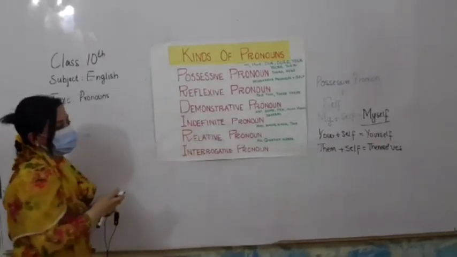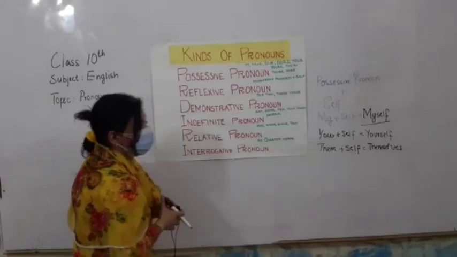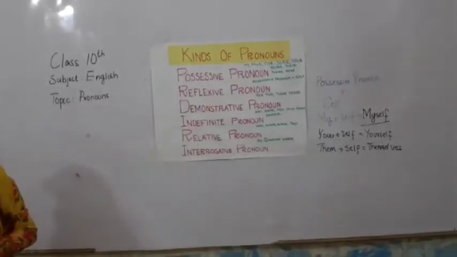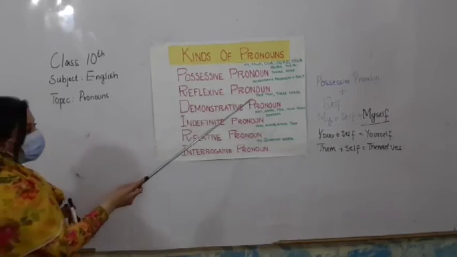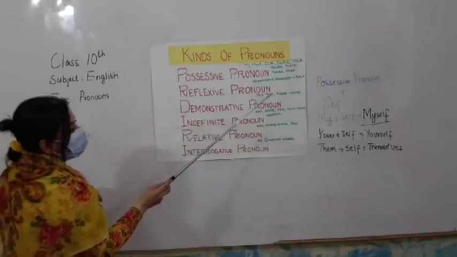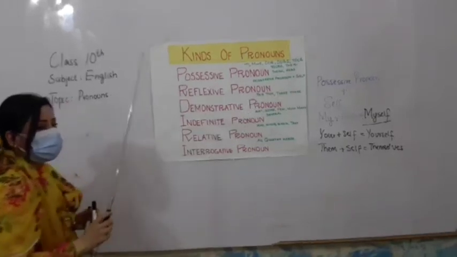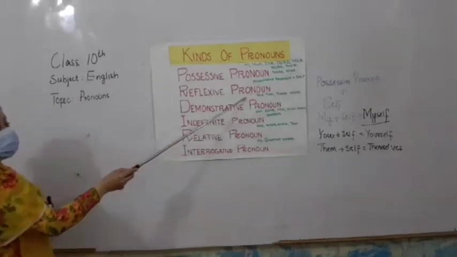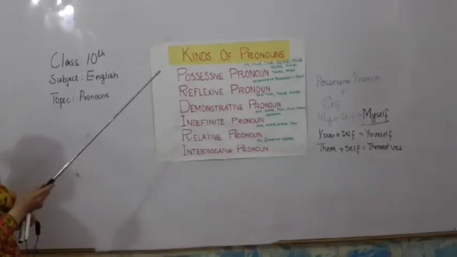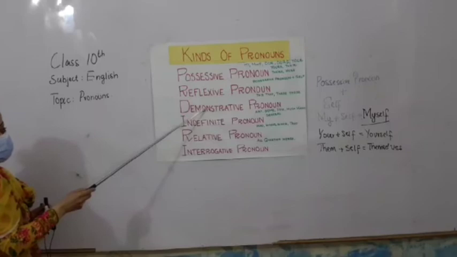The third type of pronoun is demonstrative. Now, what is demonstrative? I've already made a little point for you so that you're able to understand it. It's in front of your eyes. This, that, these, those. So, what does it show? It shows that when you are pointing towards an object, then we use a demonstrative pronoun.